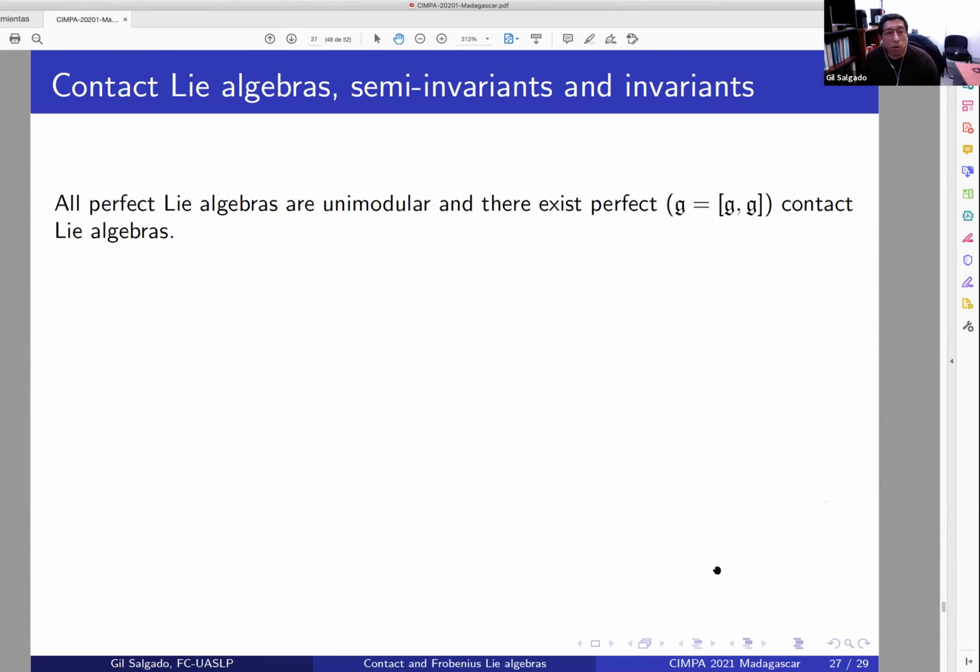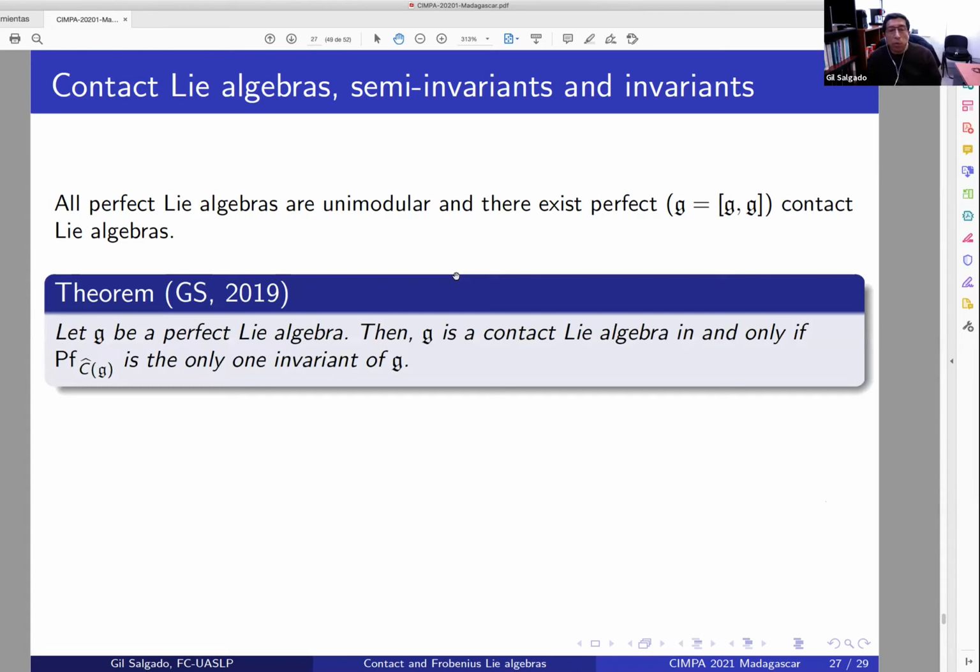Well, we know that all perfect Lie algebras are unimodular, and by perfect we mean that the first derived ideal is the Lie algebra itself, and there are contact perfect Lie algebras. So we can characterize these Lie algebras by the following result. Take any perfect Lie algebra G. Then G is a contact Lie algebra if and only if its Pfaffian is the only one invariant of G.